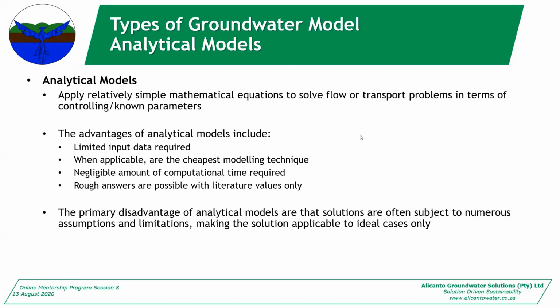The primary disadvantage of an analytical model is that the solutions are often subject to a number of assumptions and limitations, which makes a solution applicable only to ideal cases. If you think about the Cooper-Jacob equations we've gone through, there's quite a list of assumptions and limitations. So you need to think about it carefully before you apply an analytical model.